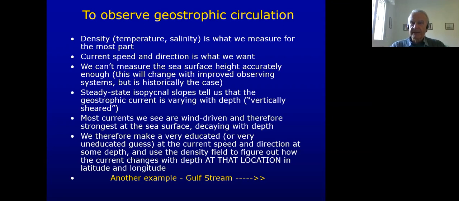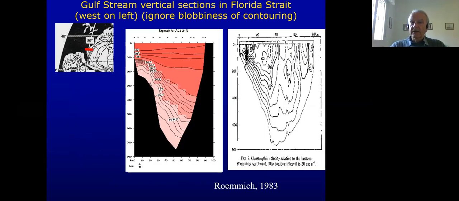The other example is the Gulf Stream. Measurements have been done in the Gulf Stream as well. We know that the Gulf Stream passes here. This is the Florida coast, and this is the Gulf of Mexico, and this current goes northward.